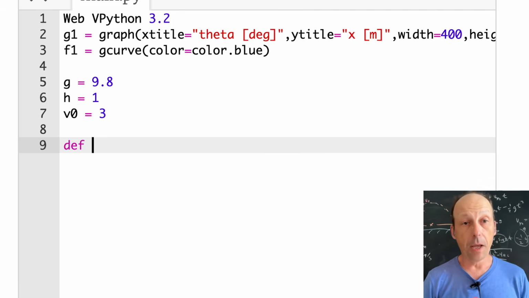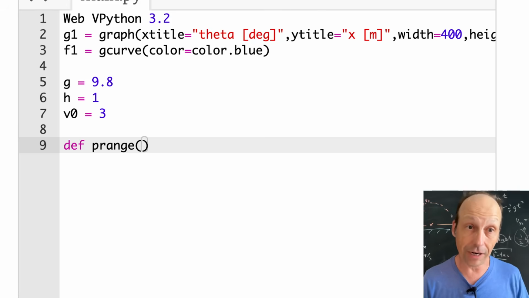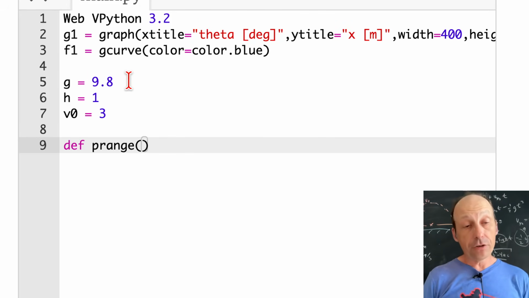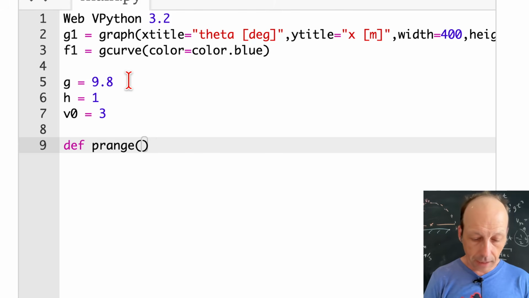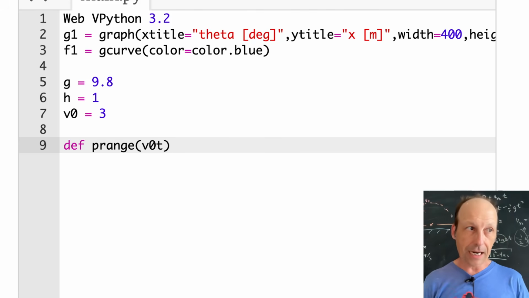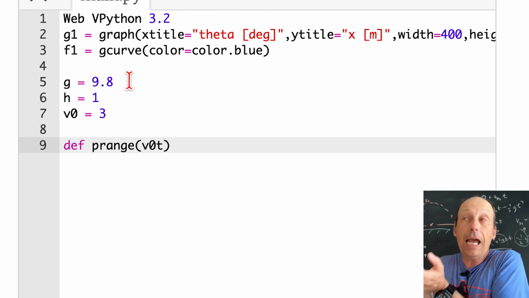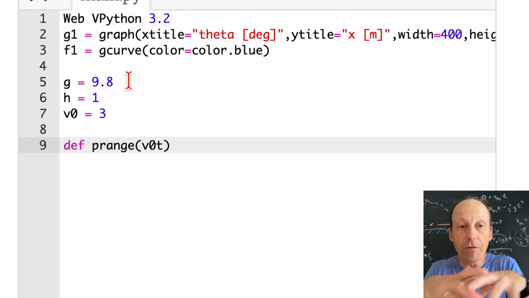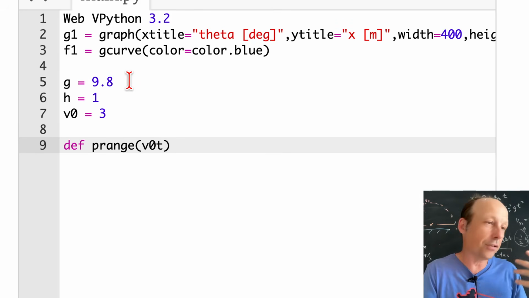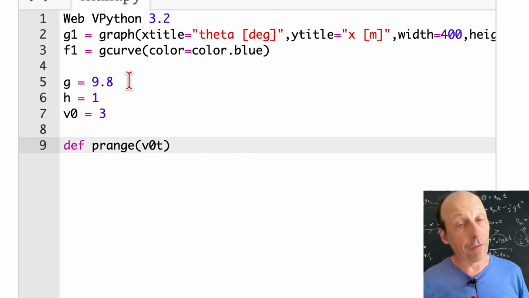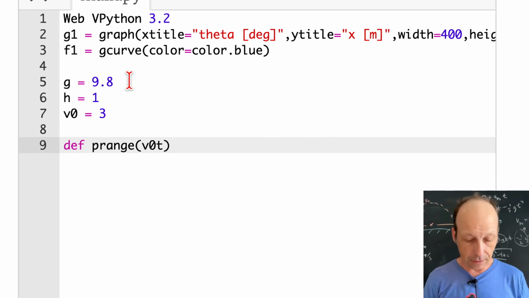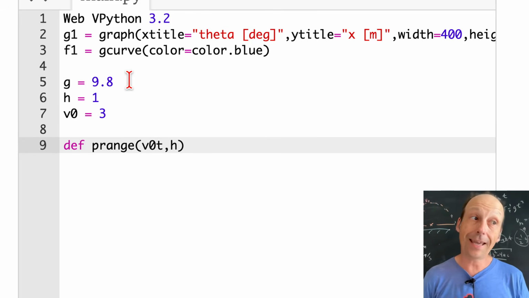So we're going to call this prange, for projectile range. I can't use range because there is a range in Python already. So what am I going to pass to my function? I want to give it the velocity. I'm going to call it v0t. I'm going to add the t for temporary, right? I am using a different name for the variable inside the function just so that things don't get confused. My height, I'm going to call it ht.